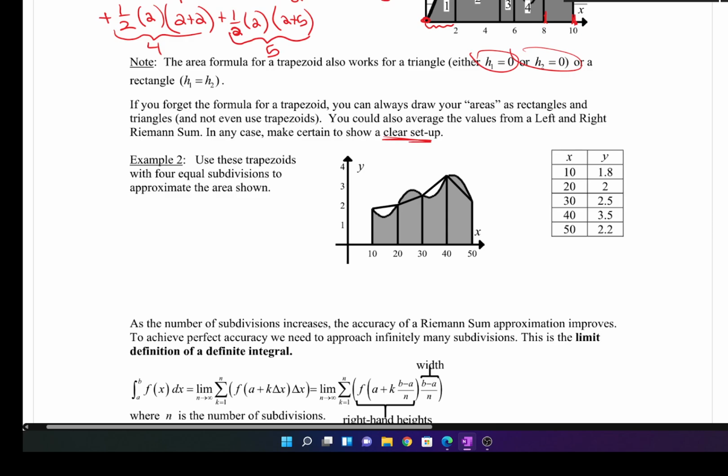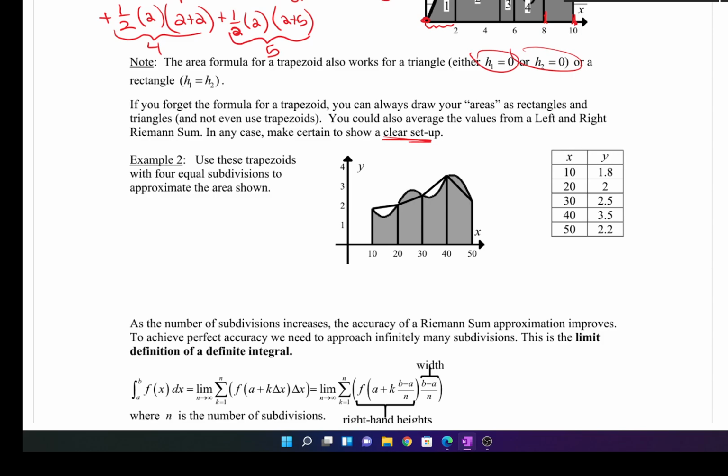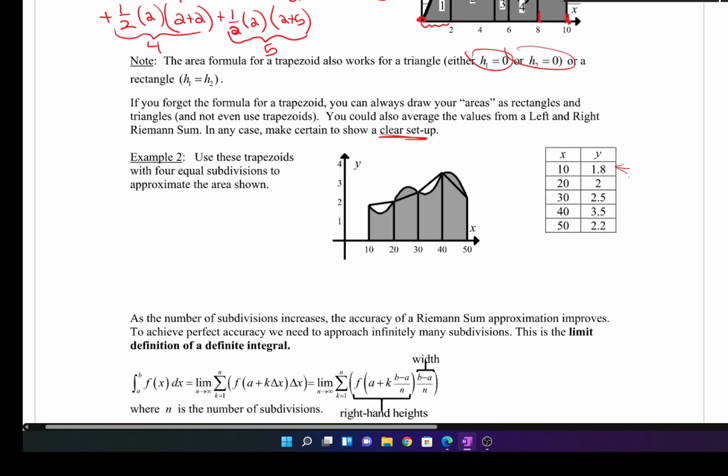That's always essential, okay? And so example 2 says use these trapezoids with 4 equal subdivisions to approximate those areas that are shown. And notice again, we have a table here, and it's totally possible for you to start using that table in any way that you like. The area of this guy is going to be 1/2, and I am sick of writing 1/2s, so I'm going to do that at the end, right? And then in between, though, I'm going to say that I have these distances here, and that's 10. And look at that. Well, you know what? I'll tell you what. I'm going to throw that 10 out in front, too.